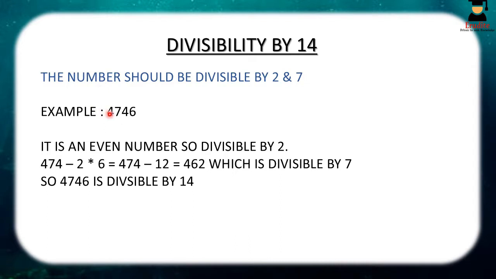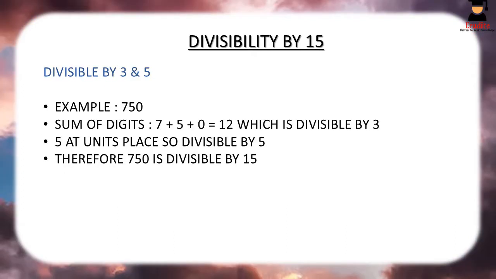So I've taken a 4-digit number, 4746. Since it is an even number, obviously it is going to be divisible by 2. For divisibility by 7, I'll take 2 times the last digit, that is 6 into 2, which is 12, and subtract it from the rest of the number. So I'll subtract 12 from 474, which gives me a result of 462. Now 462 is divisible by 7, so I can say my entire number is divisible by 14. That was it for the divisibility of 14.